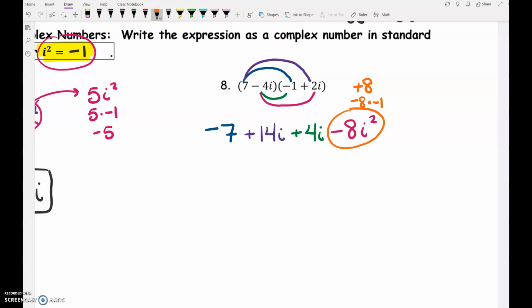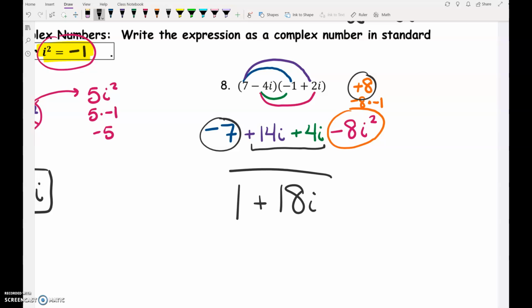So we have positive 8 and negative 7. Those are like terms. Positive 8 and negative 7 would combine to give us 1. And then 14i and 4i combine to give us 18i. Okay, flip to the next page. Try number 9 on your own.